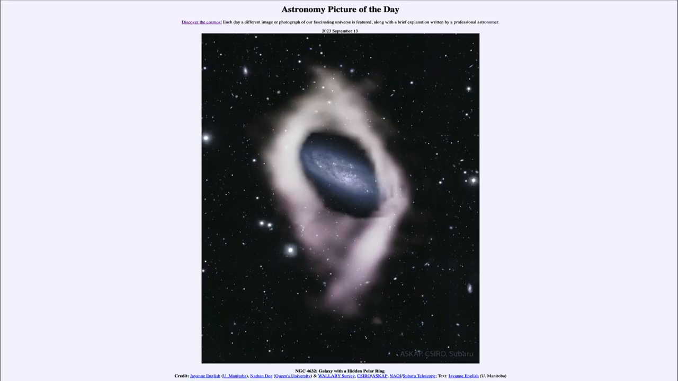One of the things that I like to do in each of my introductory astronomy classes is to begin the class with the astronomy picture of the day from the NASA website, apod.nasa.gov/apod. And today's picture for September 13th of 2023, well, it is titled NGC 4632, Galaxy with a hidden polar ring. So what do we see here?